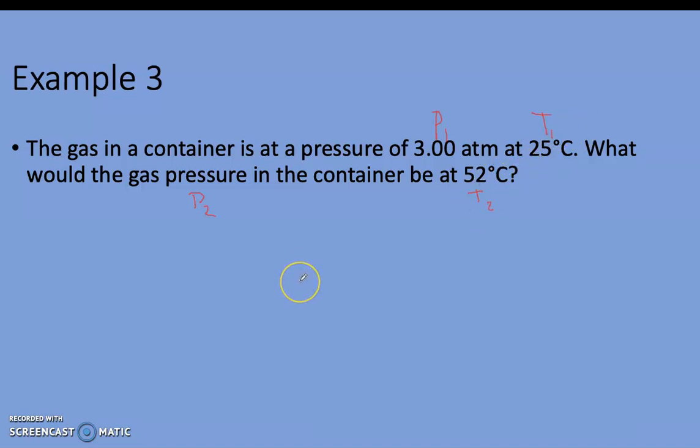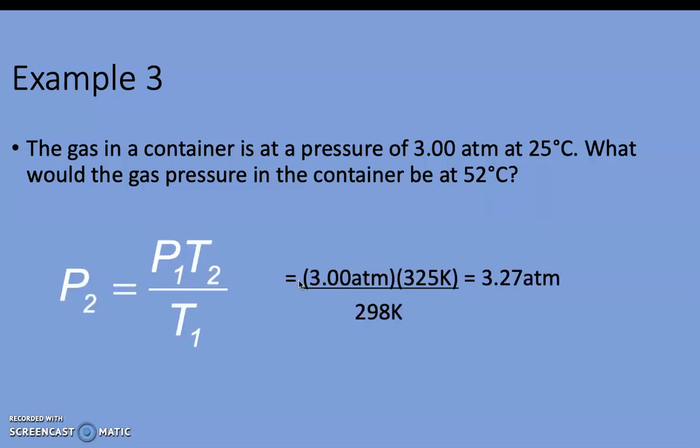So we're looking for P2. So we have to rewrite our formula to where P2 equals P1 times T2 over T1. Plug in our numbers. Our kelvins will cancel out. Multiply 3 times 325 divided by 298.